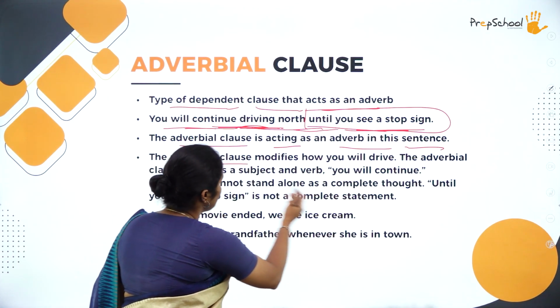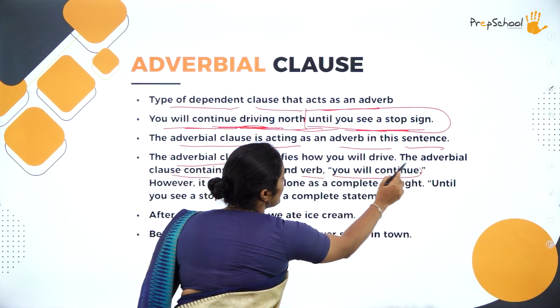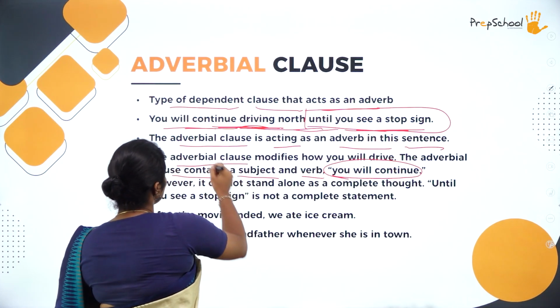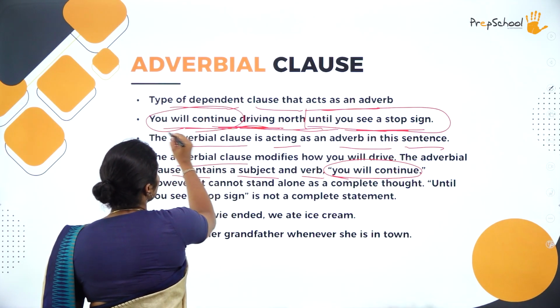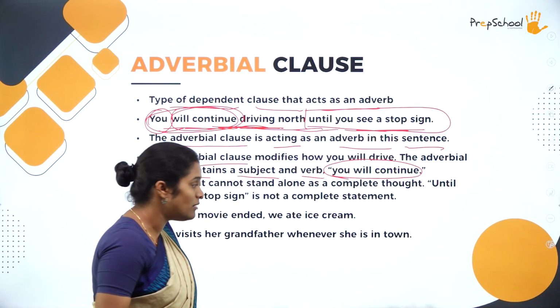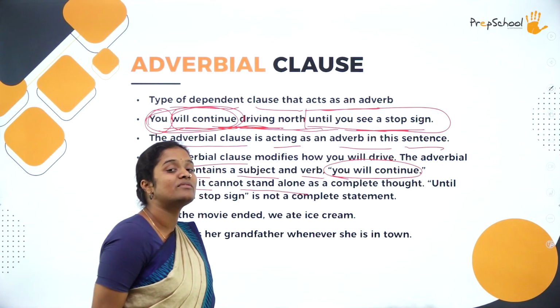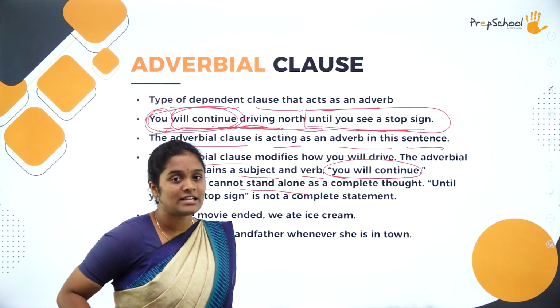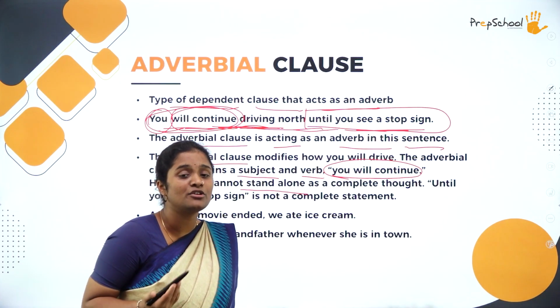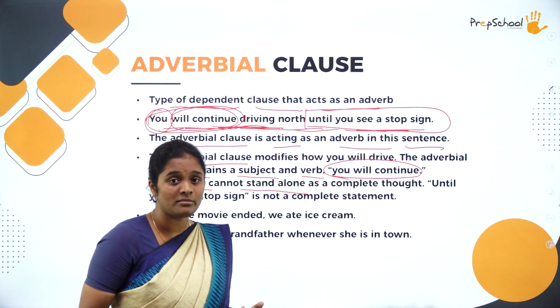Then, the adverbial clause contains a subject and a verb. Over here, "until you see": you will continue. You, a subject, will continue. Continue is a verb. However, it cannot stand alone. If I say "you will continue," does that make sense? Can that stand independently? Continue to do what? Continue with what? Is it my course? What are we talking about?